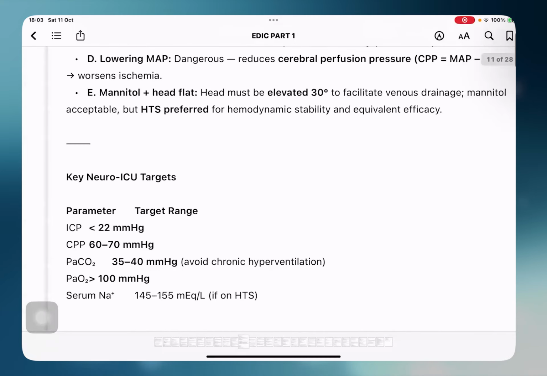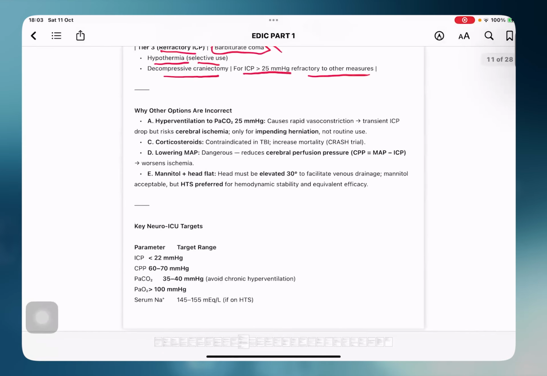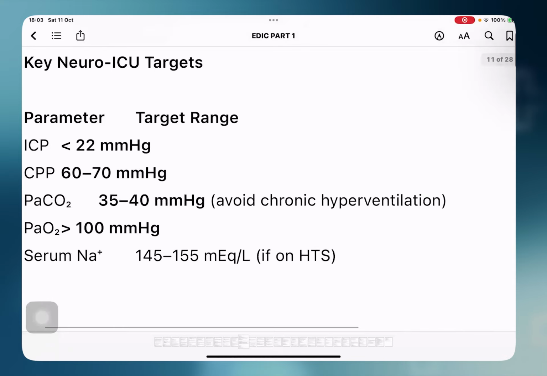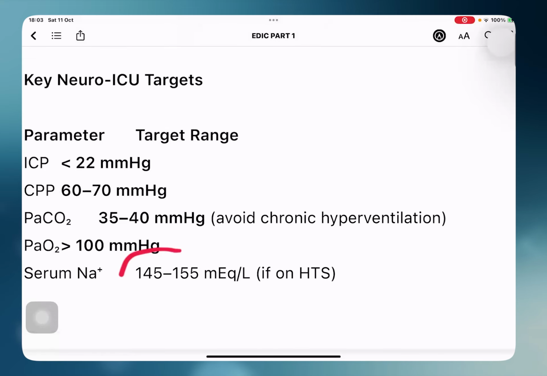Sodium 145 to 155. So remember that this question has also been asked many times. So this is the target if the patient is on hypertonic saline.